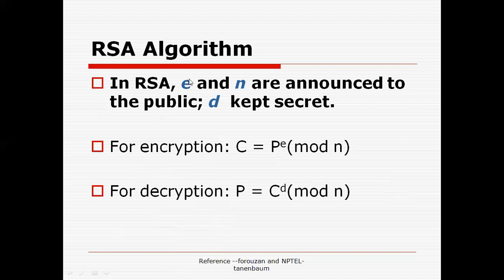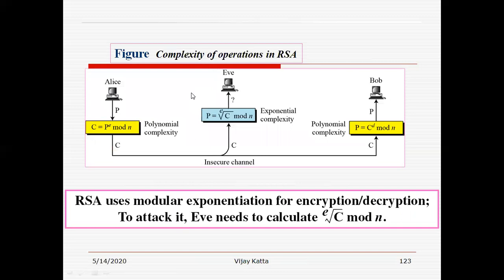In RSA, E and N are announced to be public, and D is kept as a secret key. For encryption, C is equal to P power E mod N, where P is your plaintext number, and for decryption, plaintext is equal to C power D mod N. So we keep D as a secret one. Due to its exponential complexity, it is very difficult to retrieve the key D, although we know the key E. This is the complexity of the RSA algorithm.